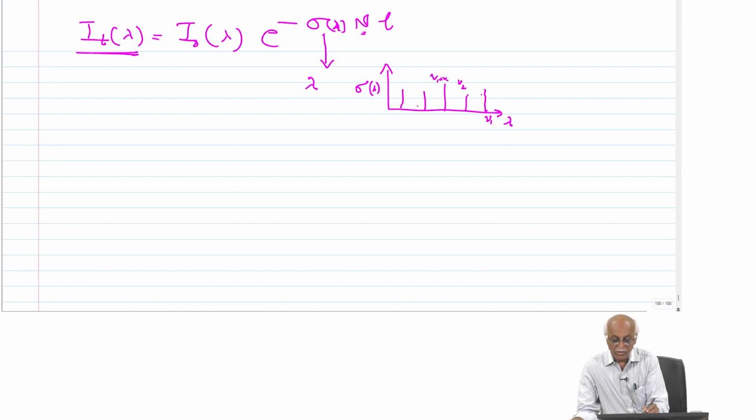All this corresponds to all these different frequencies or wavelengths, and each will have a sigma value. We can select a particular wavelength or frequency for which the sigma value is large enough. Okay. So, that can be done.